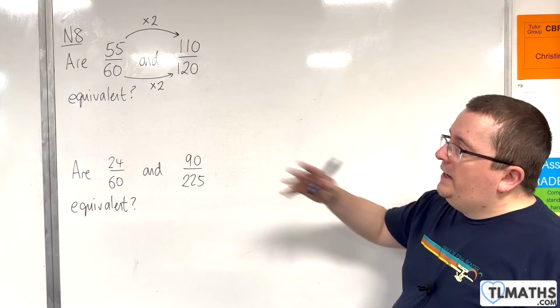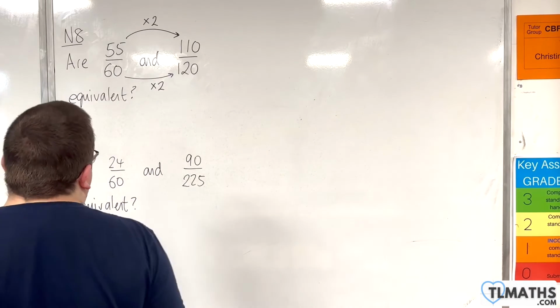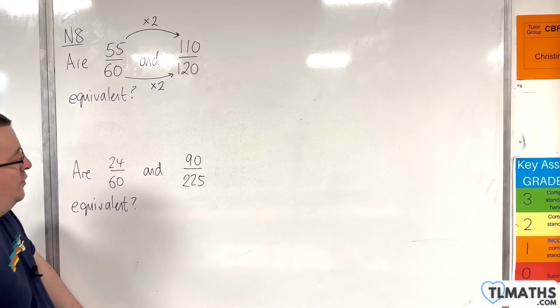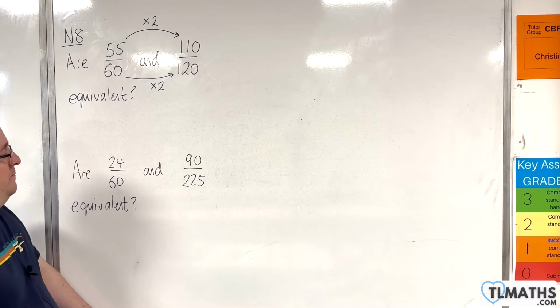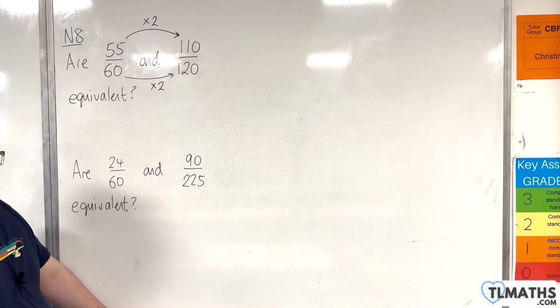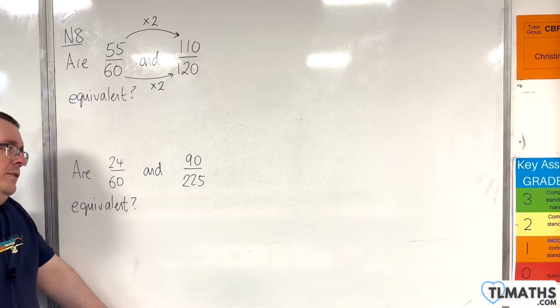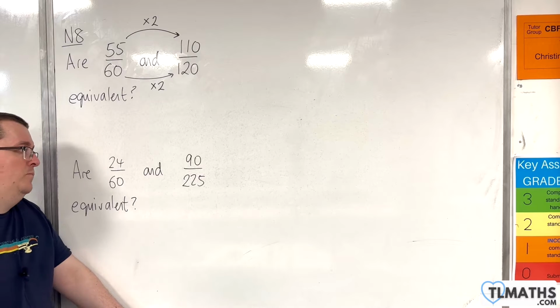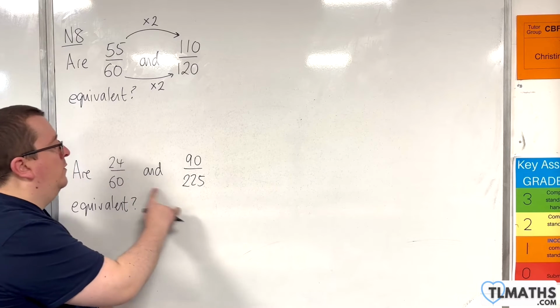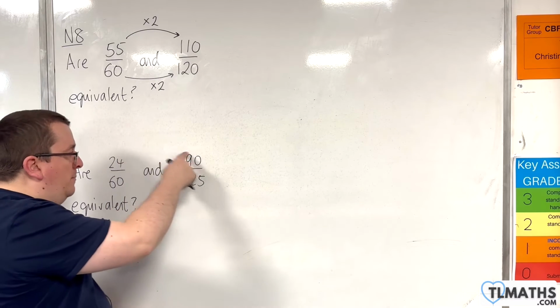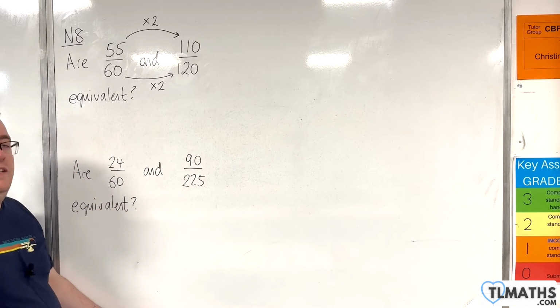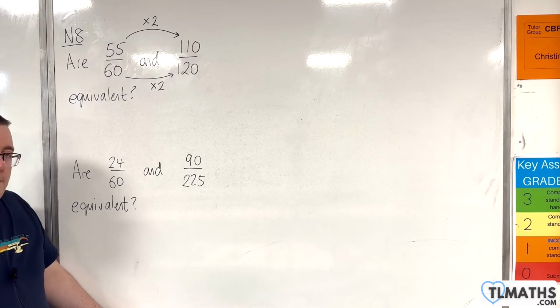Now, with the second example I have here, 24 over 60 and 90 over 225, it's not obvious if I can multiply 60 by something to get 225, and 24 by something to get to 90. Now, you might be able to tackle this more easily with a calculator, because then you could work out what you need to multiply 60 by to get 225 and show that's the same number that I need to multiply 24 by to get to 90. But that can be quite fiddly.